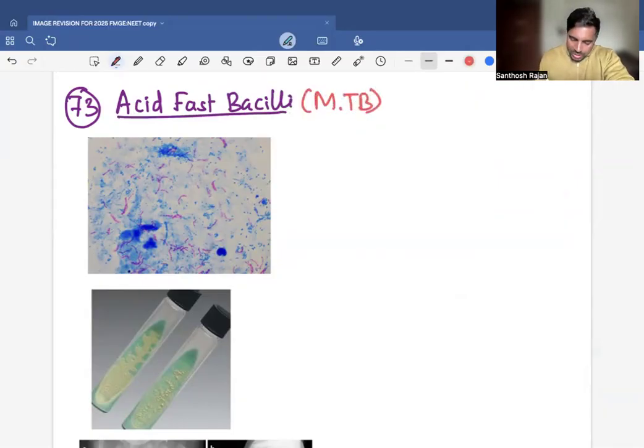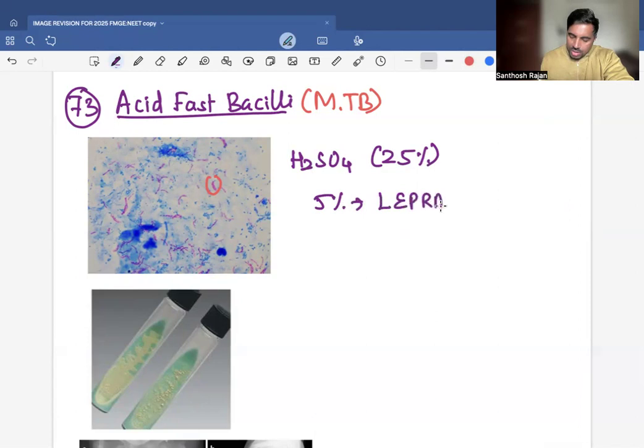You know that here the beaded appearance, the pink color, all this pink beaded appearance, is the acid fast bacilli. The main thing here: carbol fuchsin is the primary stain, but how much H2SO4 do you use? 25%. Very, very important. The 5% one: 5 means LEPRA, you have 5 letters, so that is basically Mycobacterium leprae. 1% we already spoke about.